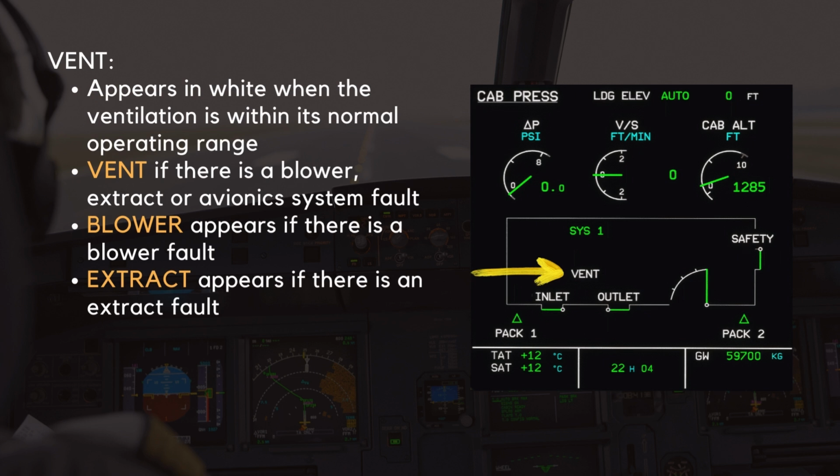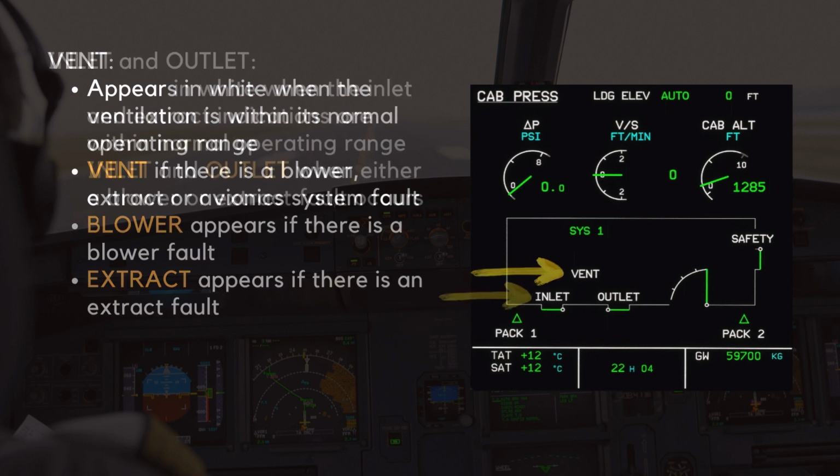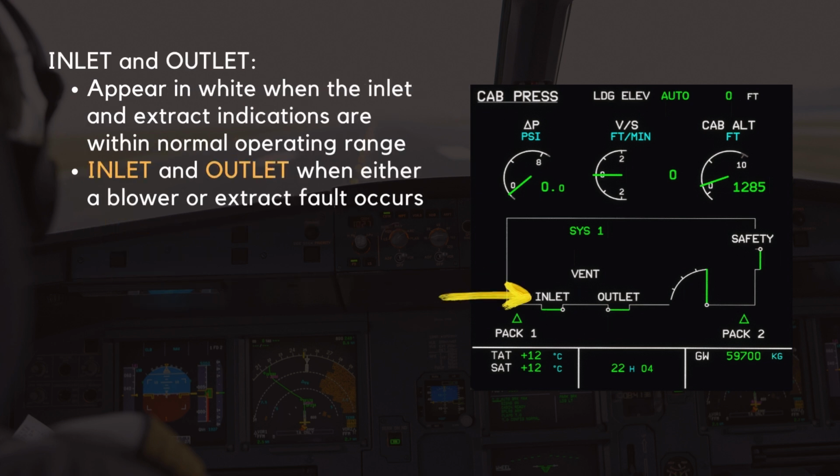The ventilation indication appears in white when the ventilation is within its normal operating range. It becomes amber if there is a blower, extract, or avionics system fault. In addition to this, a blower message appears in amber if there is a blower fault, and an extract message appears in amber if there is an extract fault. The inlet and outlet indications appear in white when the inlet and extract indications are within normal operating range. They appear in amber when either a blower or extract fault occurs.